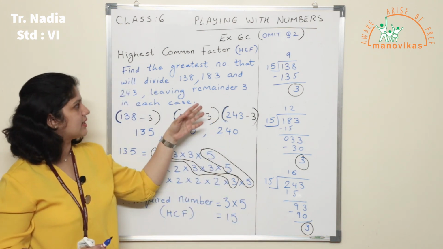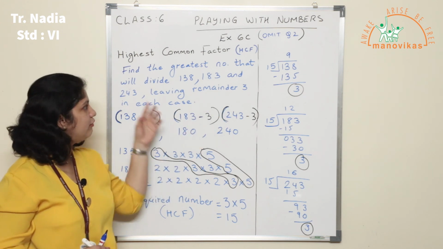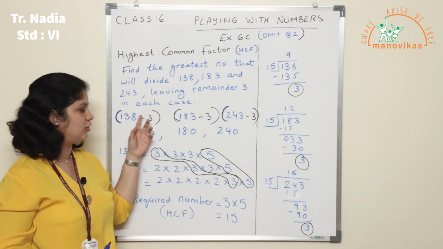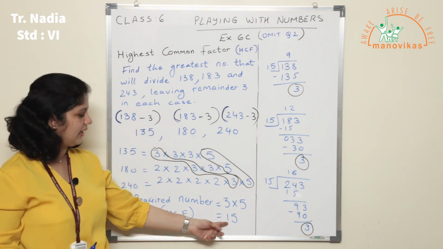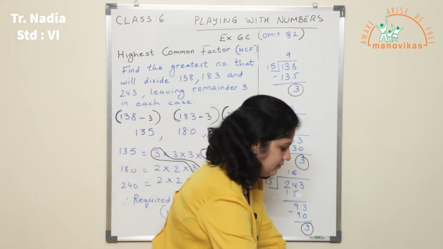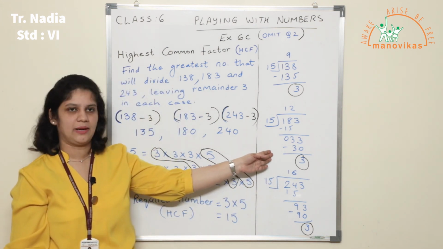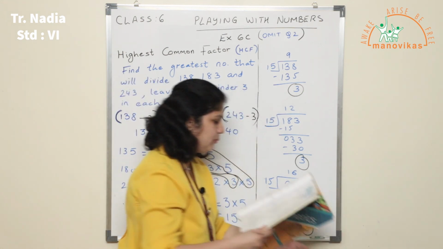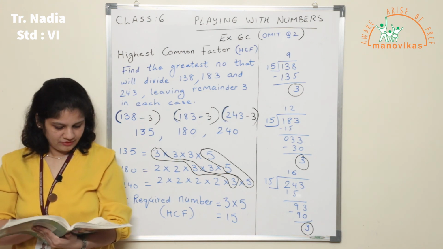So whenever you are given such a sum, like find the greatest number, leaving a remainder of so and so, from the numbers which are given, subtract the remainder that they have asked you, subtract the remainder, find the HCF. The answer that you get will be the required number. Okay, children, this step is just for you all to understand. You all did not do this step in your book. It is just to understand what we are doing. So I hope you all will be able to solve question 5 in the same way.